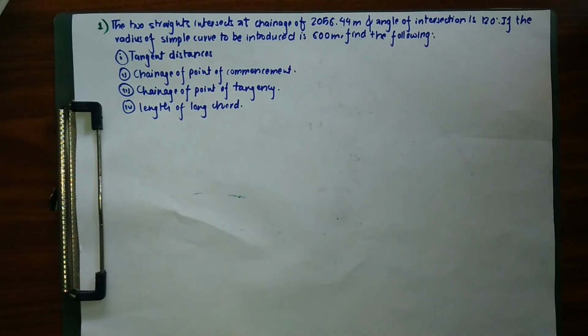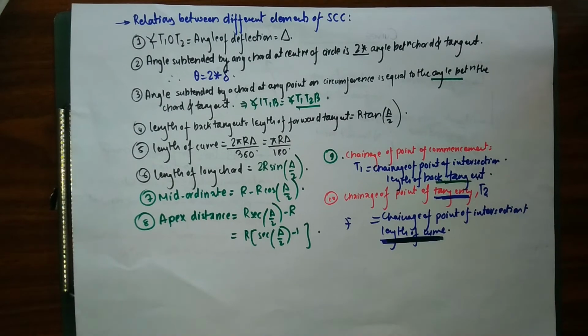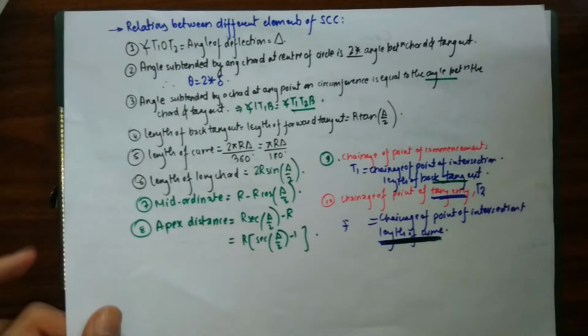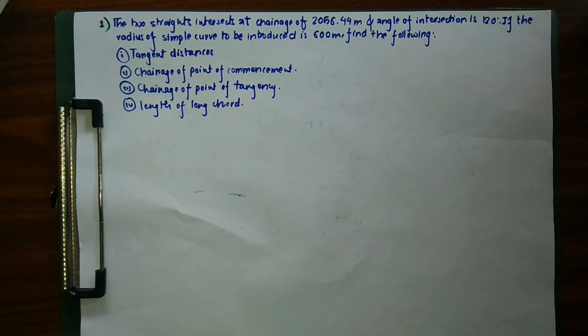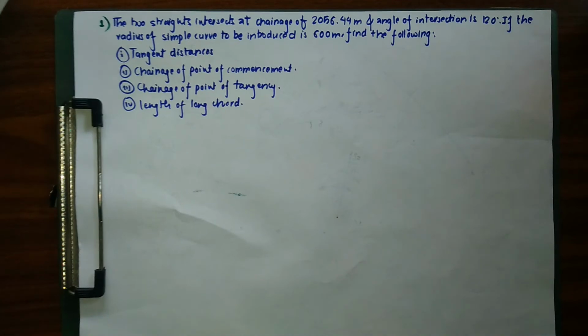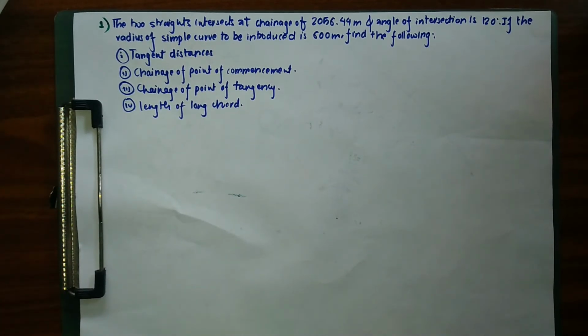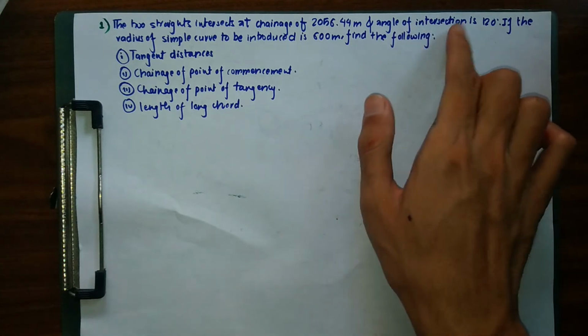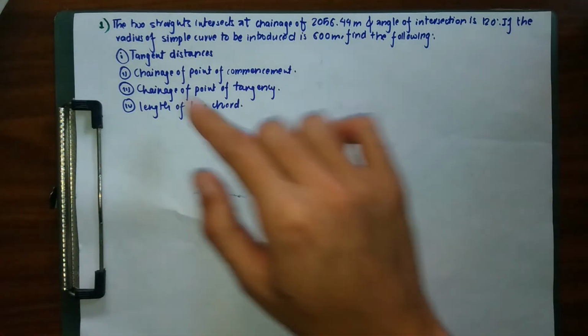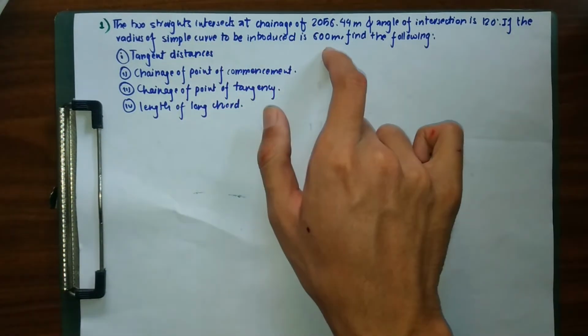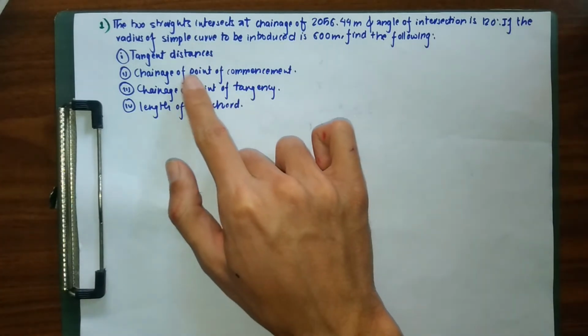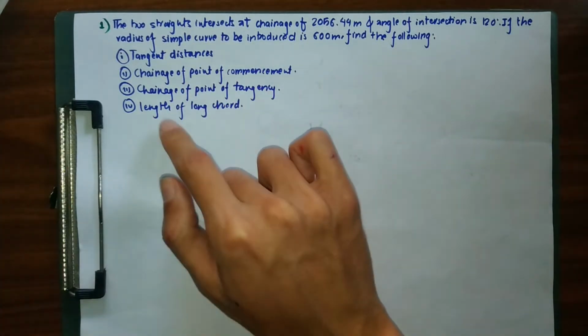So now we have a question over here. We'll be solving this question using all these formulas which we have talked about before, so that our concept gets even more clear. So right now what we have in our question is: two straights intersect at a chainage of 2056.44 meter and the angle of intersection is 120 degrees. If the radius of the simple curve to be introduced is 600 meter, find the following: tangent distance, chainage of point of commencement, chainage of point of tangency, and length of long chord.